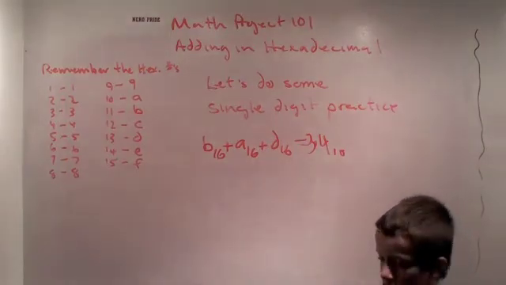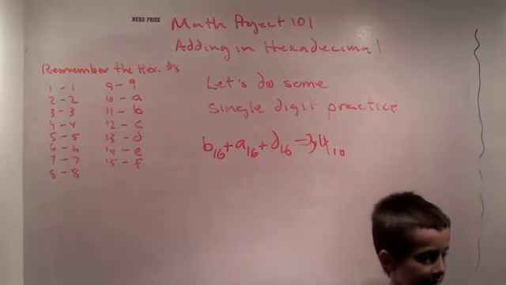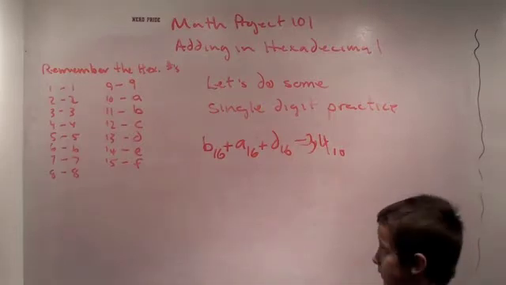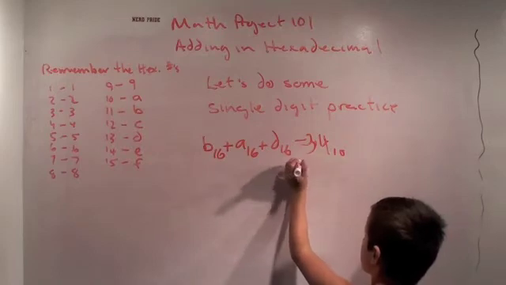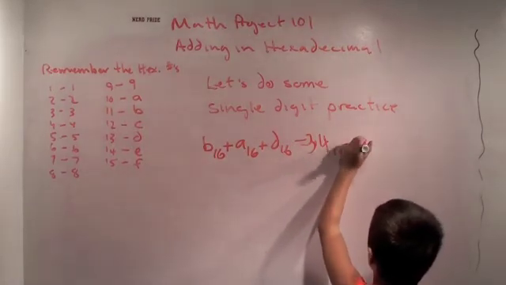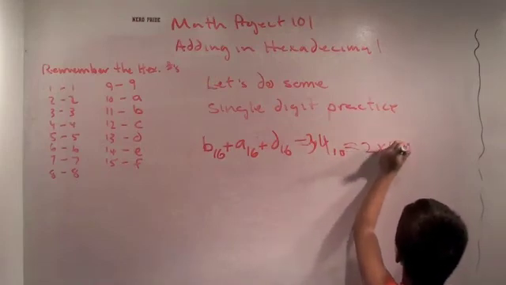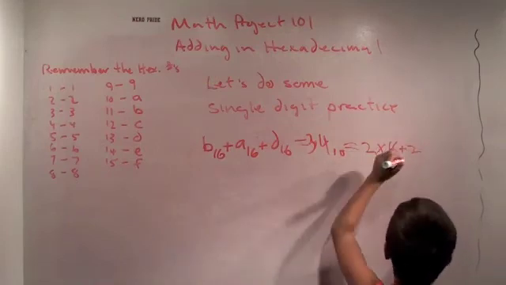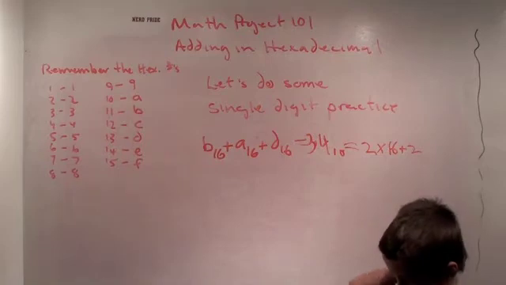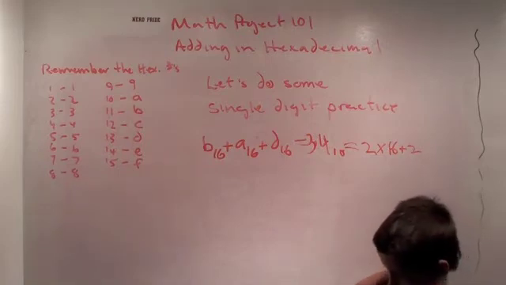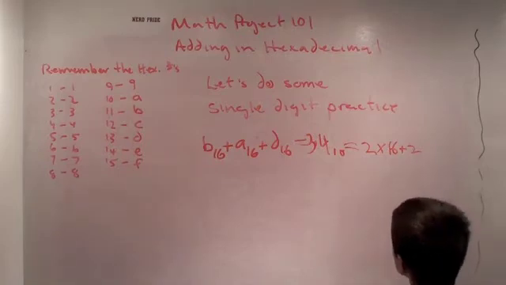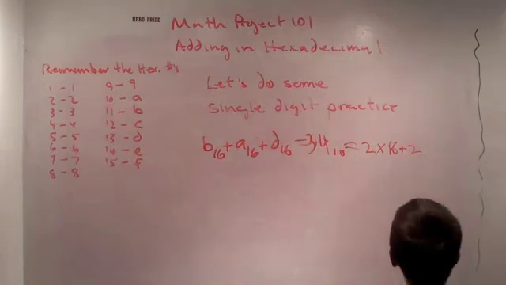Well, we need 2 16s to get to 34. Okay, so write that. Write 34 equals 2 times 16, plus what? Plus 2. Okay. And how do you write that number, 2 times 16 plus 2, in base 16?